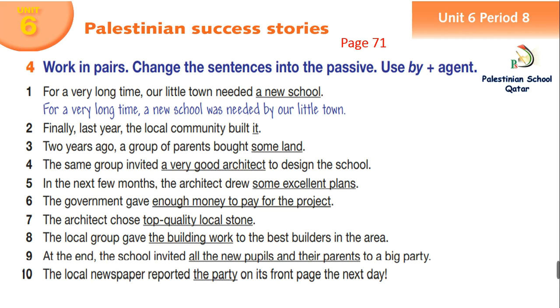Now number 2. Finally, last year the local community built it. Finally, last year, keep it, don't change it. Okay? Number 3. Two years ago, keep it, don't change it. A group of parents bought some land. Some land was bought. Number 4. The same group invited a very good architect. A very good architect was invited. So this exercise is homework for you, everybody.